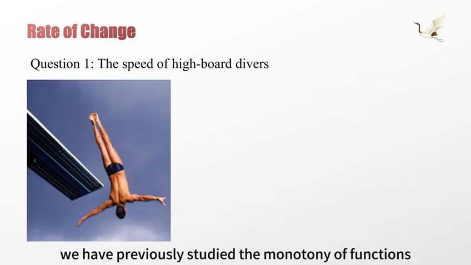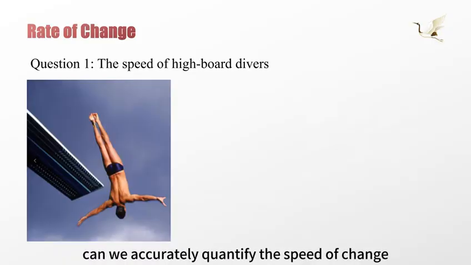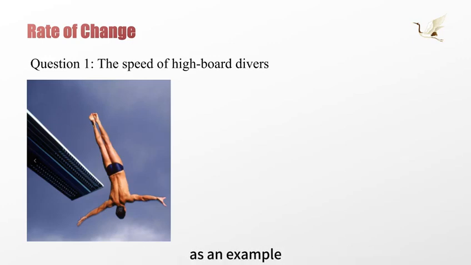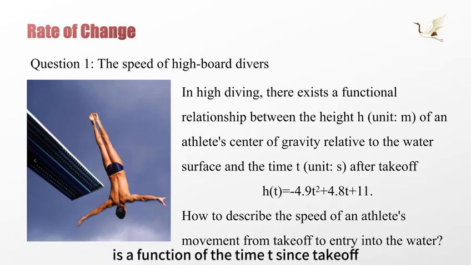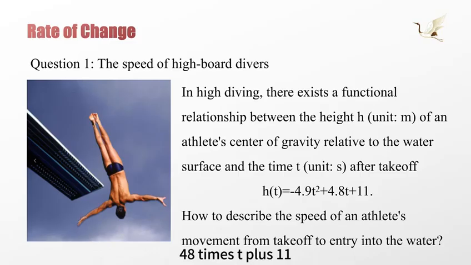We have previously studied the monotonicity of functions and know that different types of functions increase or decrease at different speeds. Can we accurately quantify the speed of change? Today, we will take the speed of high-diving athletes as an example to study. In high diving, the height h of an athlete's center of gravity relative to the water surface, measured in meters, is a function of the time t since takeoff, measured in seconds. Specifically, h(t) equals minus 4.9 times t squared plus 4.8 times t plus 11.